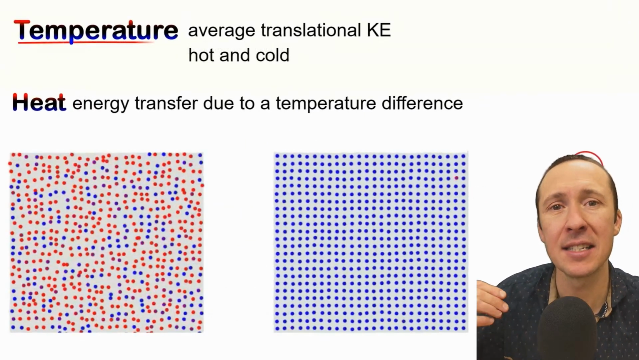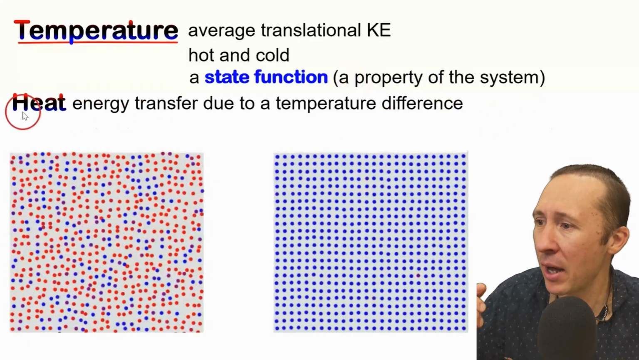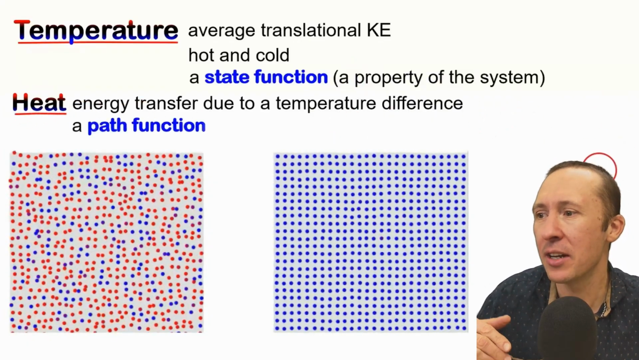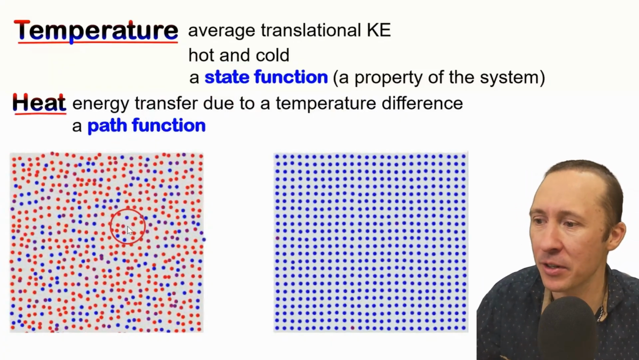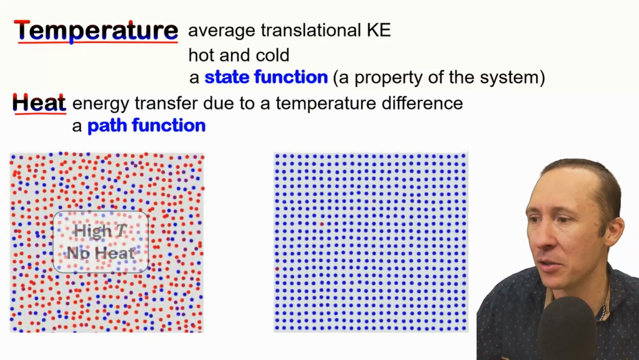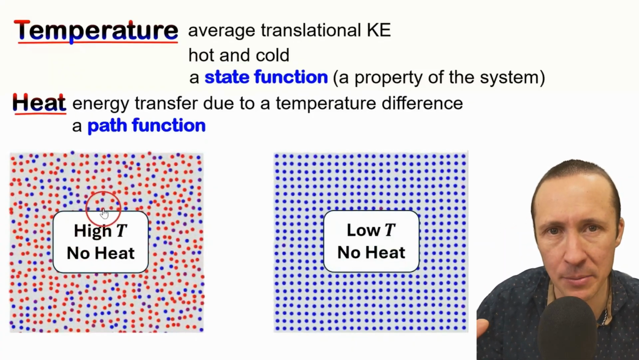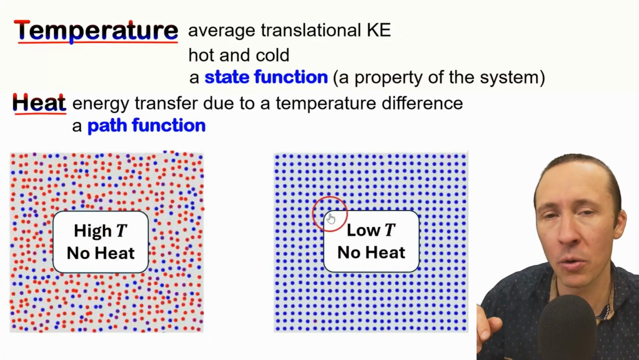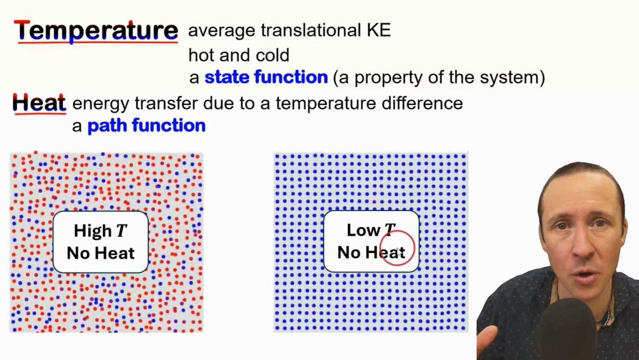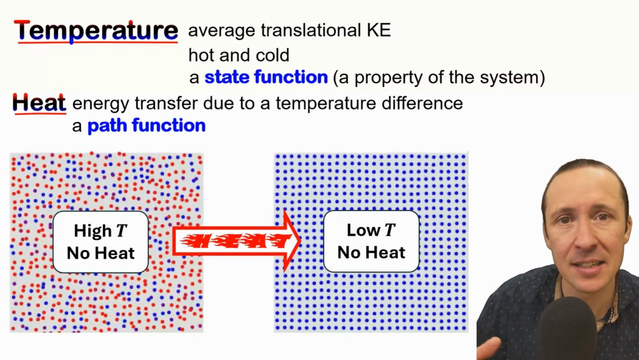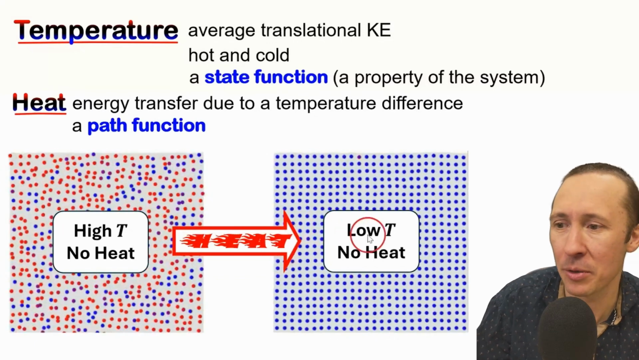Temperature is a state function. It's a property of the system, whereas heat is called a path function. It describes how we transfer energy from state 1 to state 2. So right here we have a high temperature. There's no heat, okay, because there's no energy being transferred. The colder body is at a low temperature, still no heat because no energy is being transferred. Heat exists when we're transferring energy from a hot body to a cold body.